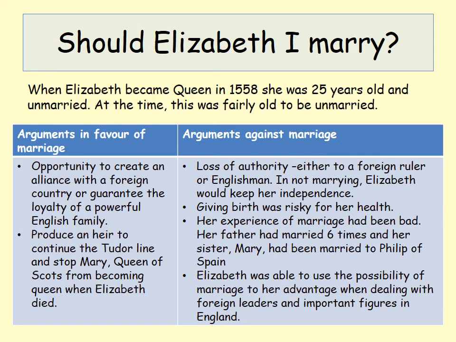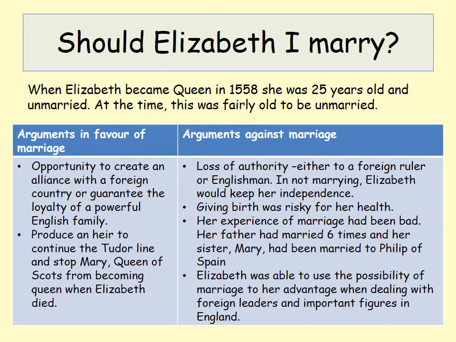So there are arguments for and against whether Elizabeth I should have married, and there are arguments obviously in favour of marriage. It could have created a foreign alliance, and England needed allies at that time. It would have produced an heir to the throne. But the arguments against marriage, and probably things that swayed her, was if she did get married, she would lose her authority, especially if she married a foreign ruler. That would give then that foreign ruler quite a lot of control over England.